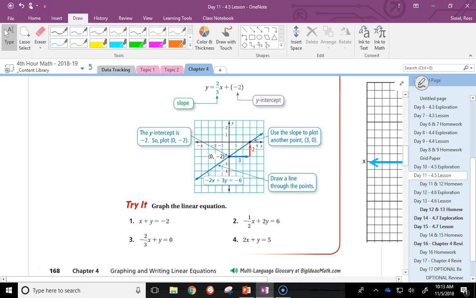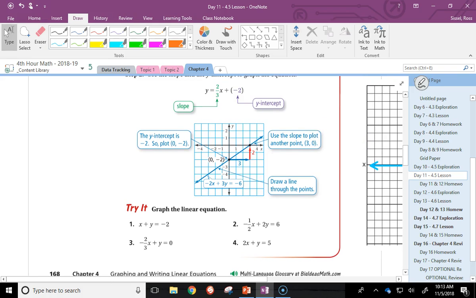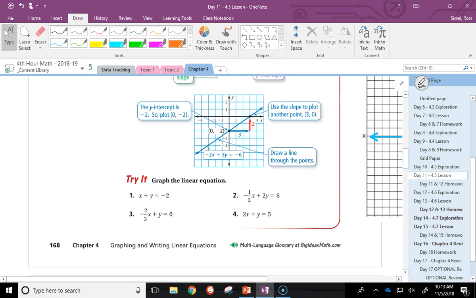And here's their graph. They said the slope was 2/3. The y-intercept was negative 2. So they graphed it. First thing you graph is your y-intercept. Y-intercept means it crosses the y-axis. It's right here. Negative 2. So 0, negative 2. They plotted that point.